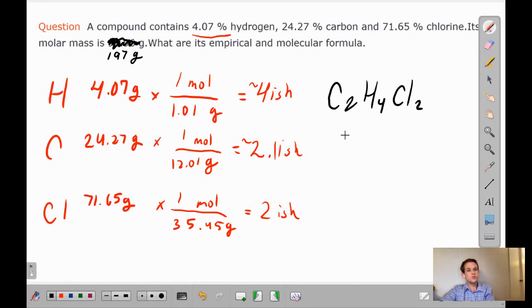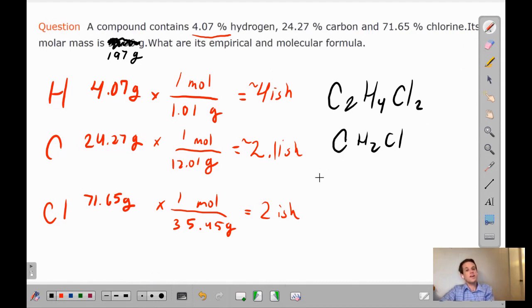Now we're looking for the empirical formula. Remember, that was the most reduced form. So we can reduce this further to CH2Cl. Okay, so there we got it. That's our empirical formula. That represents the ratio of different types of atoms in this molecule.